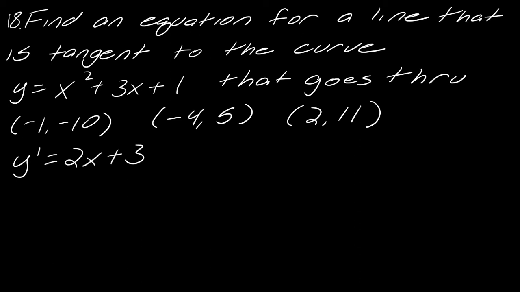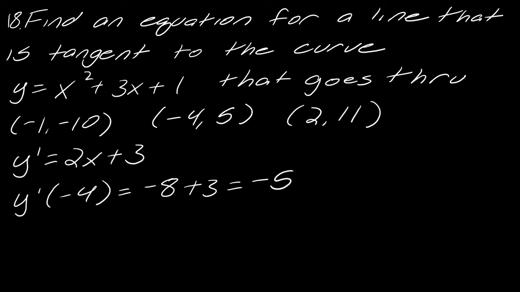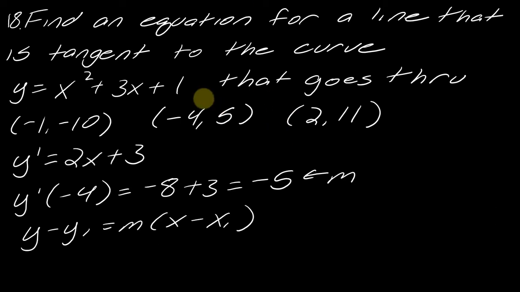And now let's go after those tangent lines. Starting with the first point, if I take y prime of negative 4, that's going to give me negative 8 plus 3, so that equals negative 5. So there's my first slope, this is going to be my m. And now I can use my point slope formula. I needed a point and a slope. I found this point and this slope, so now I can go through all the work.